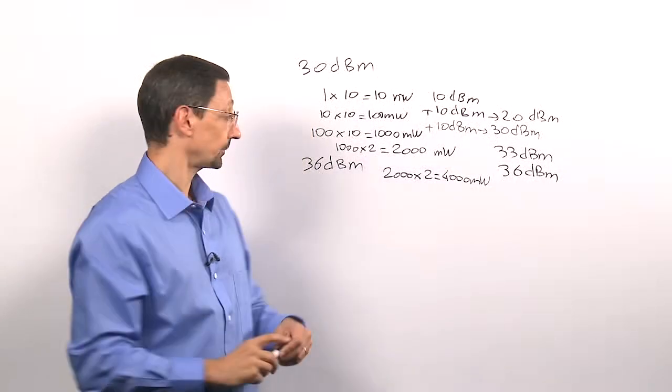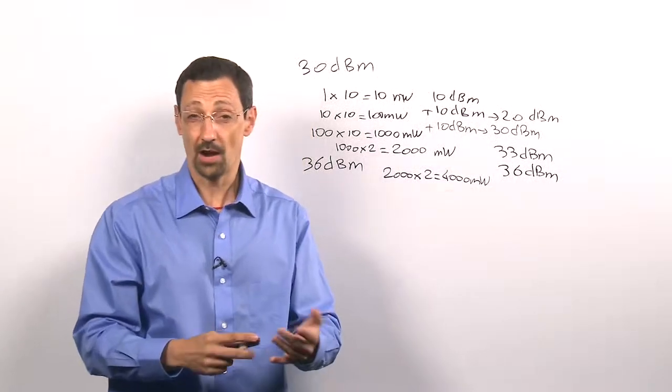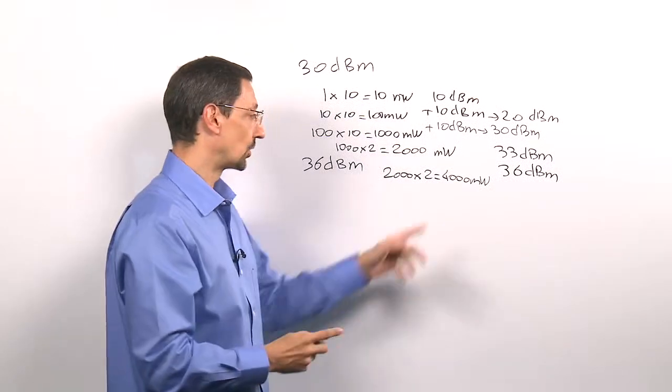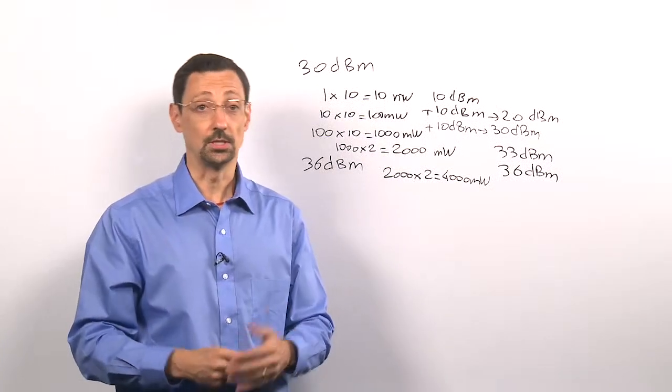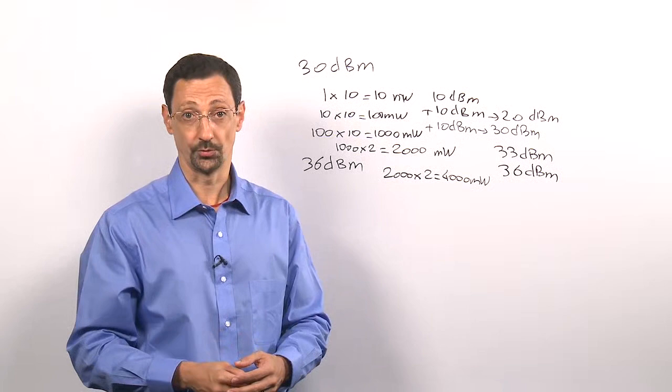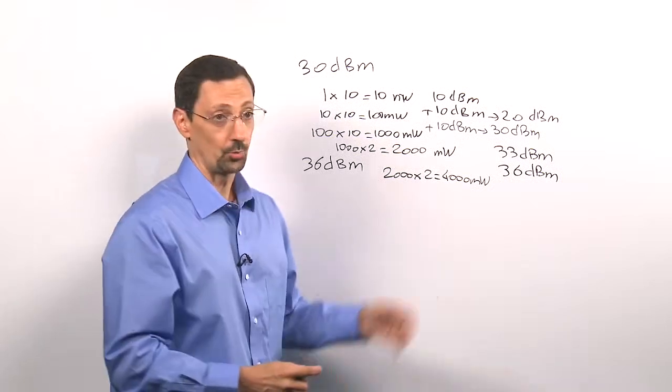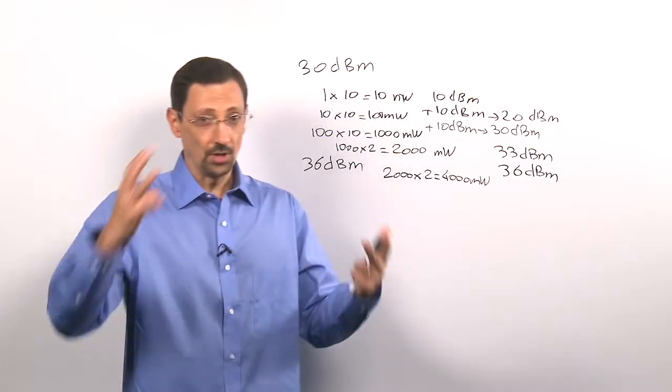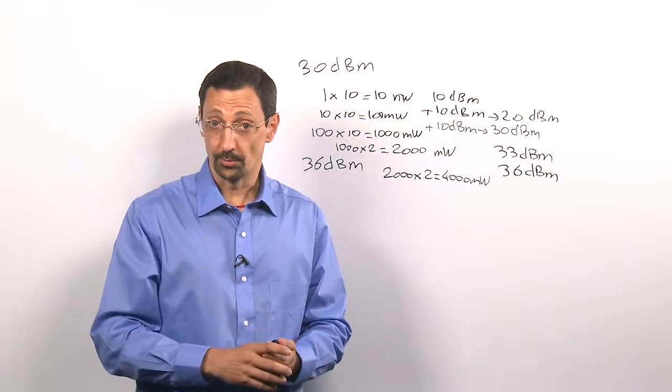This number happens to be the max power, by the way, you can use in some 2.4 links in the FCC domain for 2.4 gigahertz. So you see how it works. That works for big numbers, that also works for small numbers.